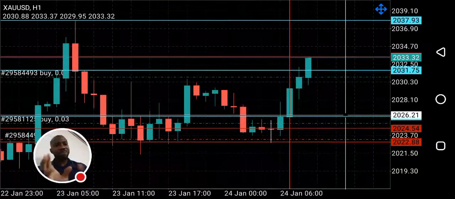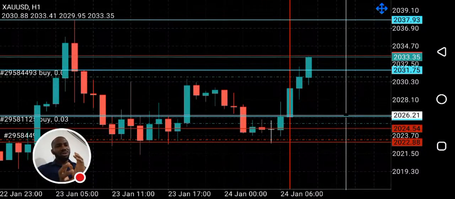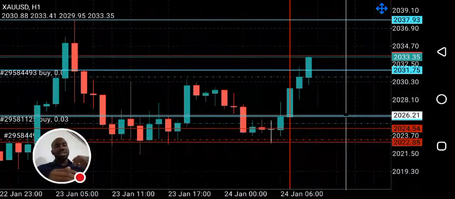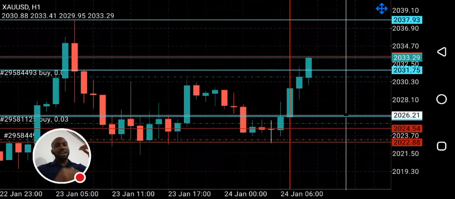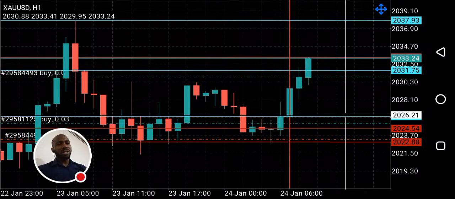You can see how the analysis is simple. You don't need too many indicators on your charts. Just learn how to identify these patterns, and also learn how to identify resistance and support levels. That is all you need to be a profitable trader. You don't need too many indicators on your charts.